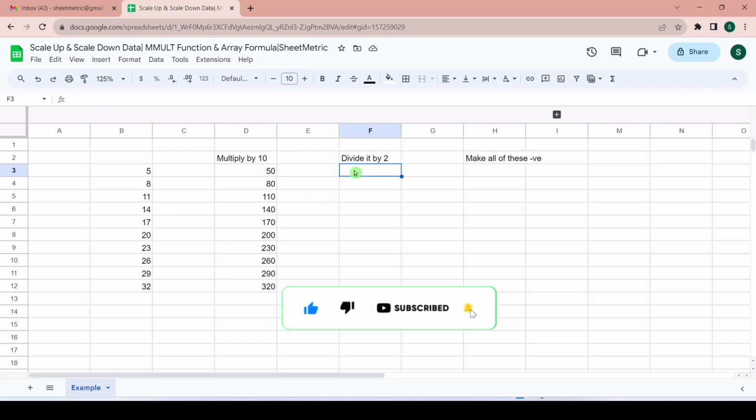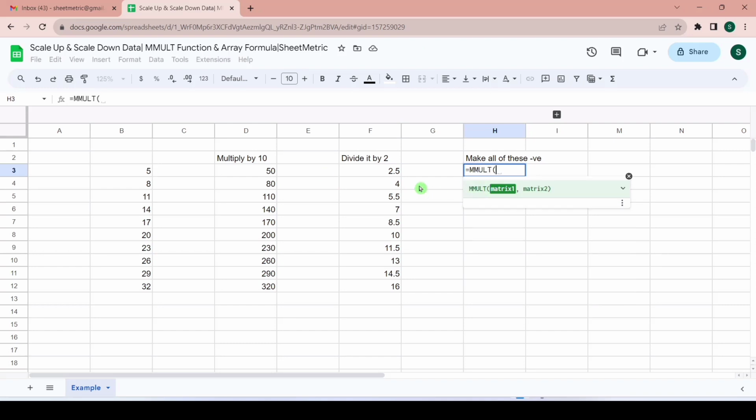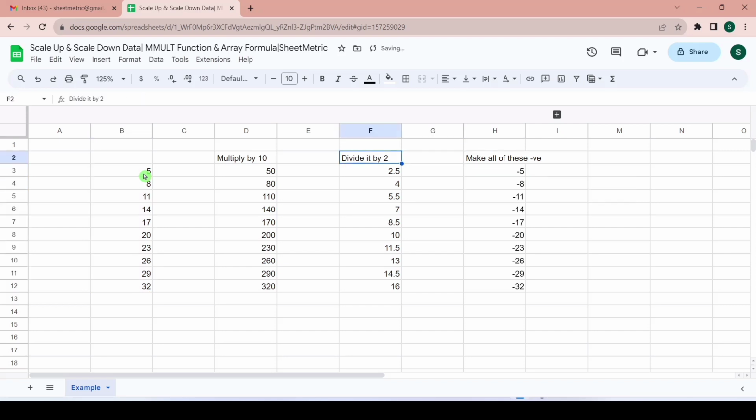Let's go to dividing it by 2. Dividing by 2 essentially means multiplying it by 1/2, that is, multiplying it by 0.5. Suppose I want to make all of these values negative, then I am using MMULT and -1. So MMULT utilizes the matrix multiplication property, and we have considered the second matrix as 10, which is a matrix with only one element, right?